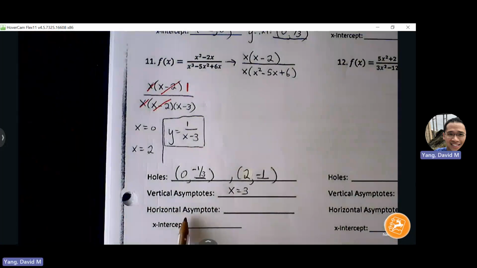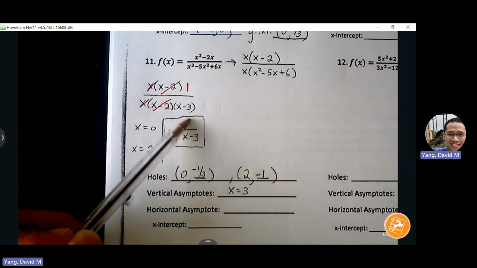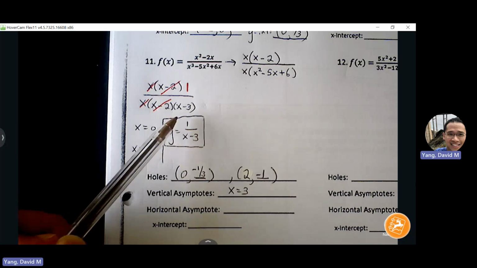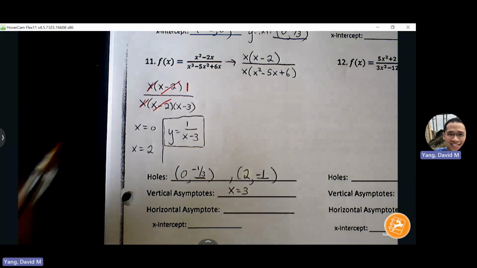All right. Am I going to have an x-intercept? No. There's no variable in the numerator. My graph will never touch the x-axis. If I set 1 equal to 0, that doesn't make any sense. And I'm not going to touch the x and x minus 2. That's already identified as holes.